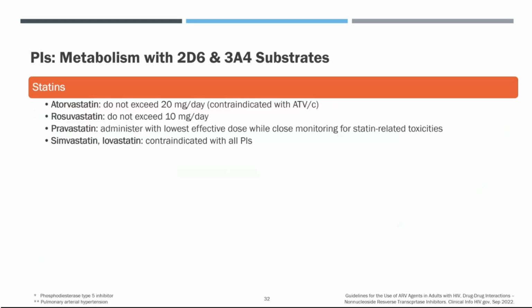So for the 2D6 and 3A4 substrates that will be affected by the protease inhibitors and the boosters, we have the statins, and a lot of veterans are taking a lot of statins. So for atorvastatin and rosuvastatin, there's a certain dose threshold, versus the simvastatin and lovastatin, which are strictly contraindicated to be used with all types of protease inhibitors.